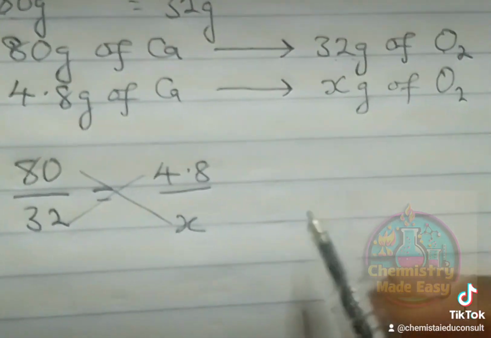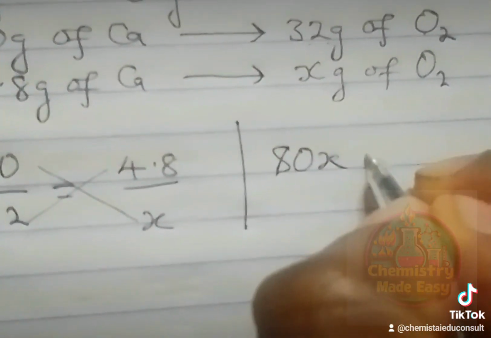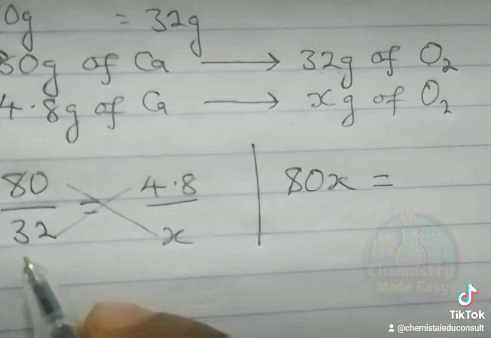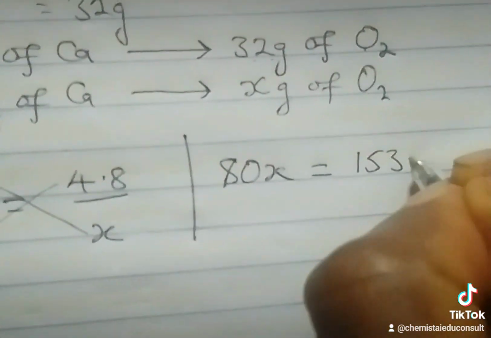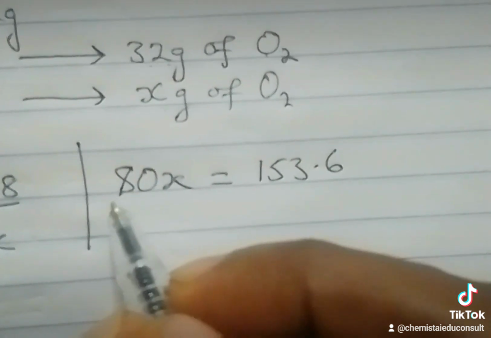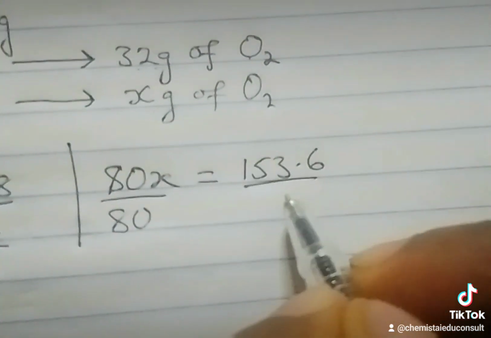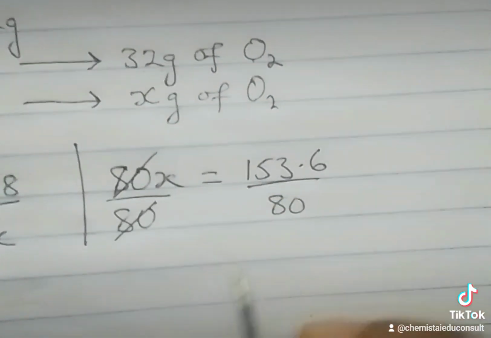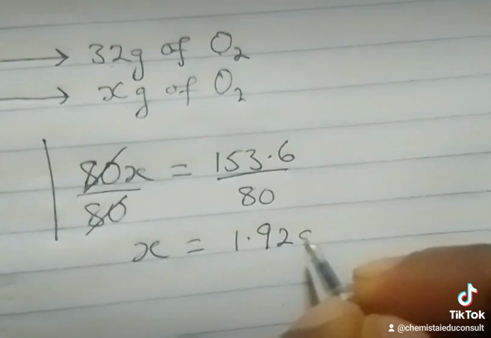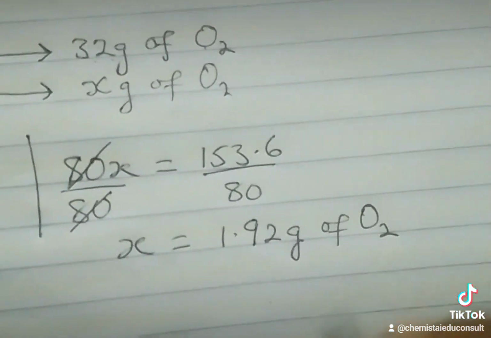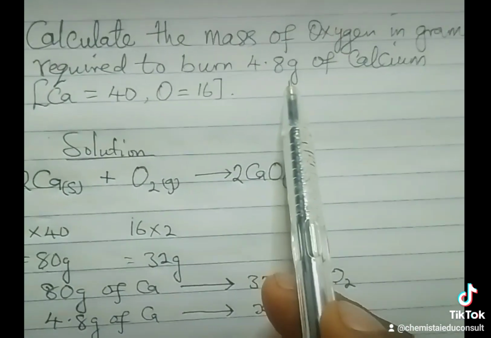80 times x is going to give us 80x. 4.8 times 32 is going to give us 153.6. To find x, we divide both sides of the equation by 80. We cancel 80 here. X is going to give us 1.92 grams of oxygen. This is the mass of oxygen required to burn 4.8 grams of calcium.